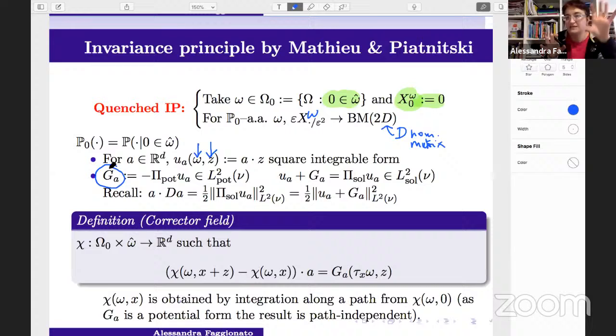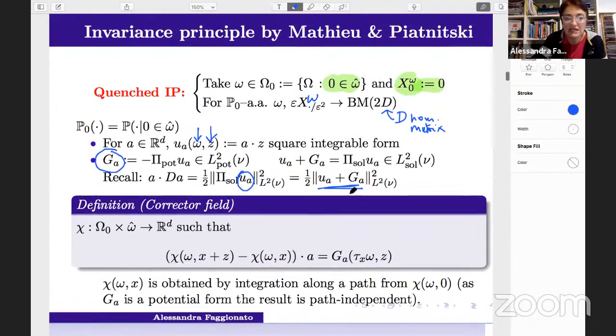So now, we know every form has a solenoidal component plus a potential component. So let us define G_a as minus the potential component, so minus the projection of U_a on the space of potential forms. Therefore, U_a plus G_a is solenoidal, okay? And recall that the homogenized matrix has been defined in this way. It's the symmetric matrix such that, when applied to the vector a, scalar product with a, you get the square norm of the solenoidal component of this elementary form U_a, times 1/2. So therefore, a scalar product Da is 1/2 this square norm, U_a plus G_a.